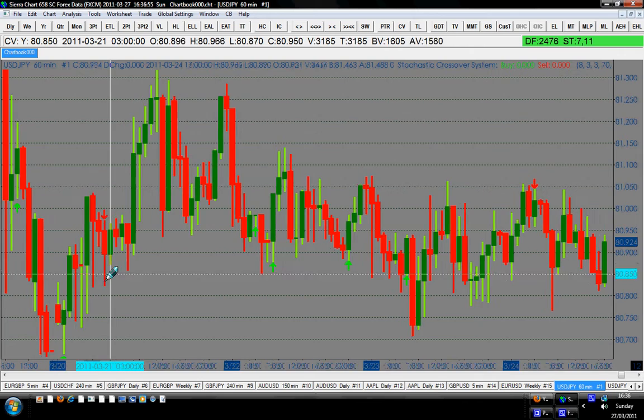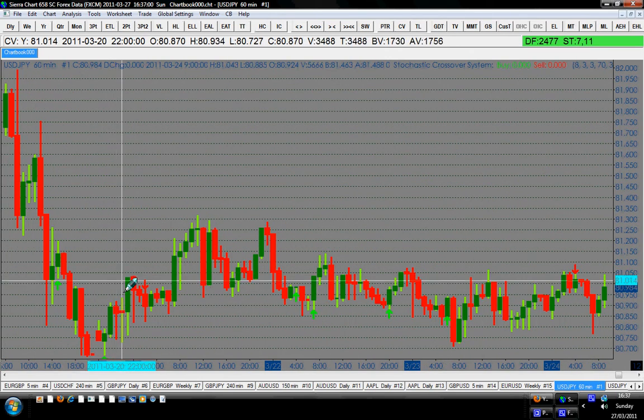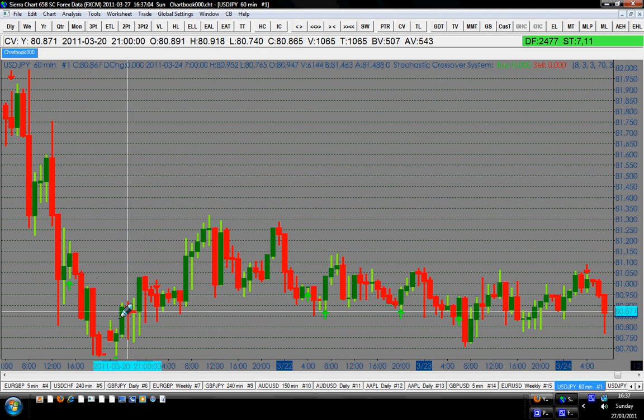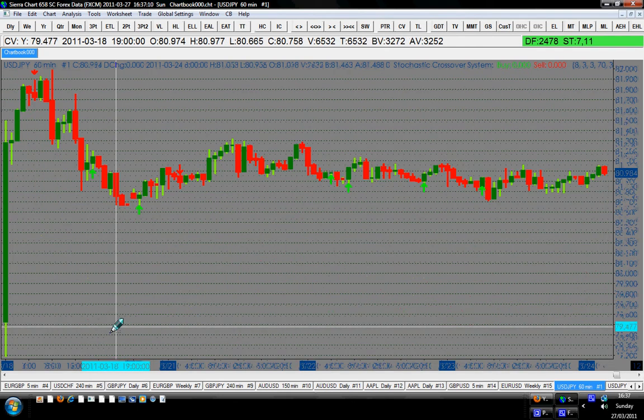So my robot so far is not doing too bad. Now this is not a robot that I use or I sell. I just created it right now with my software to show you the difference between a trading robot and a trading system, and the advantage of using a trading system instead of a trading robot.